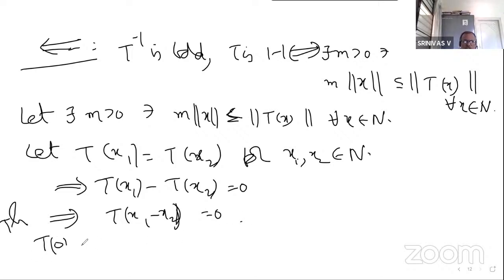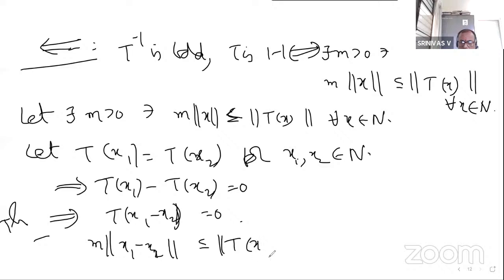Now, T of 0 is always 0. For linear maps, you can prove this. So T of 0 is 0. Now, look at this inequality. You put x1 minus x2 for x here. What happens? Now, m times norm x1 minus x2 is less than or equal to norm T of x1 minus x2.